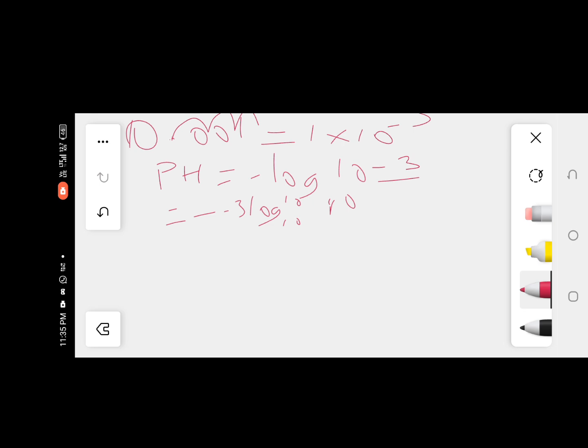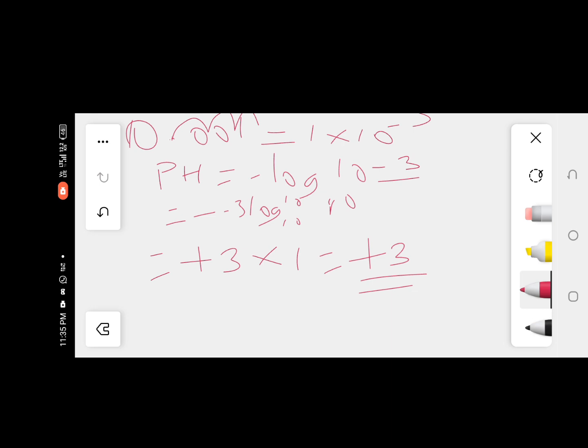So what I'm going to do is I will just say equal to minus times minus is plus 3 times 1, because my log 10 is 1. So my final answer will be plus 3. So that is the answer to that question.